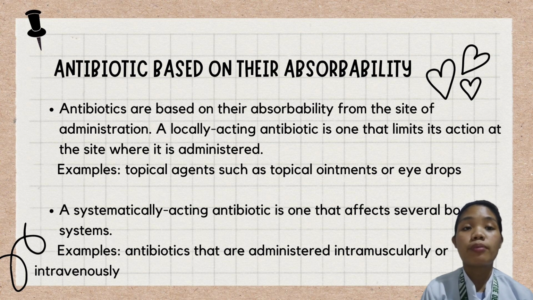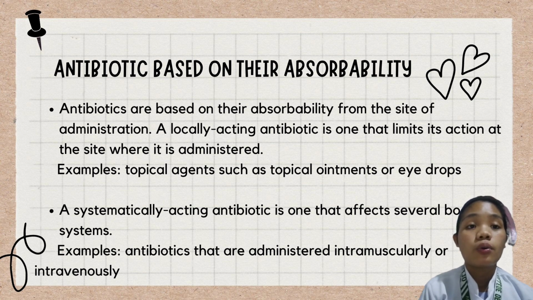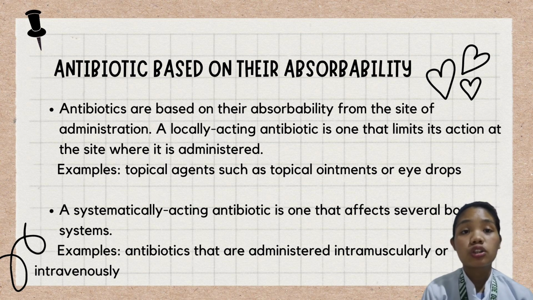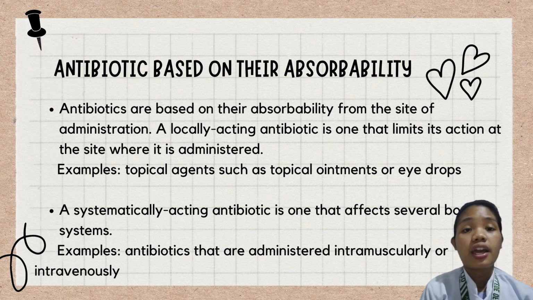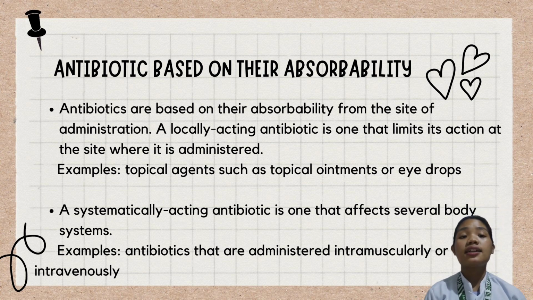Antibiotics based on their absorbability from the site of administration. A locally acting antibiotic is one that limits its action to the site where it is administered. Examples are topical agents such as topical ointments or eye drops. A systemically acting antibiotic is one that affects several body systems. Examples are antibiotics that are administered intramuscularly or intravenously. Bactericidal agents are more preferred than bacteriostatic because of their ability to kill the bacteria.